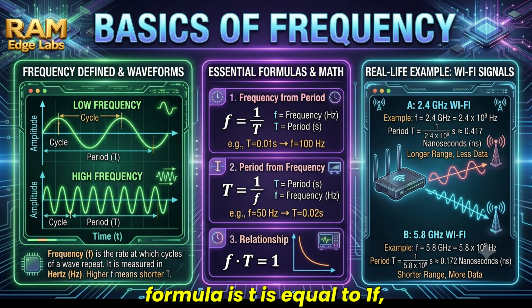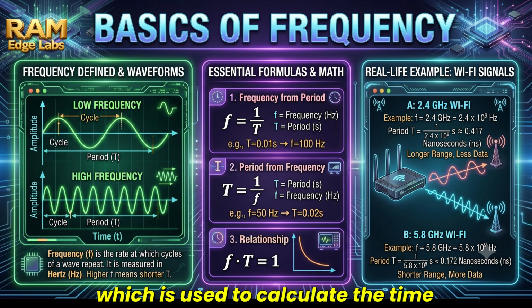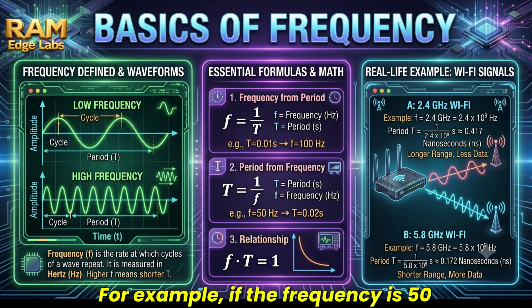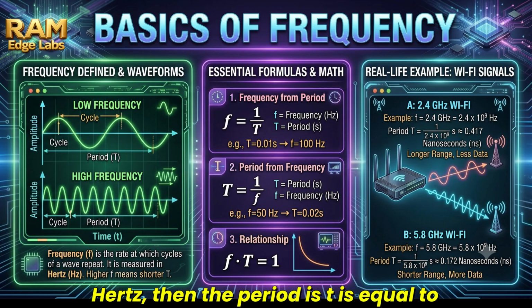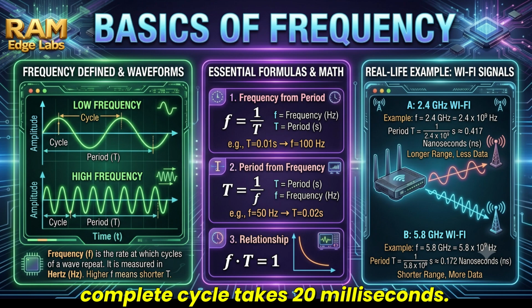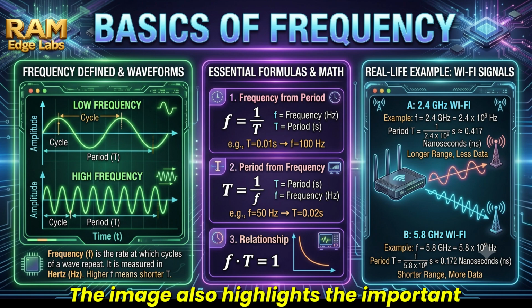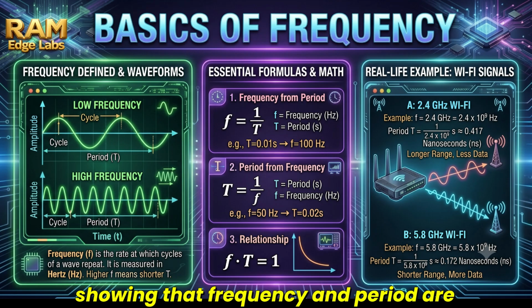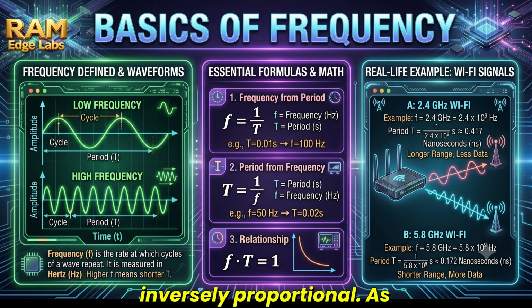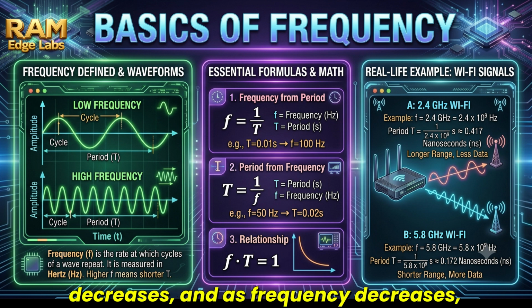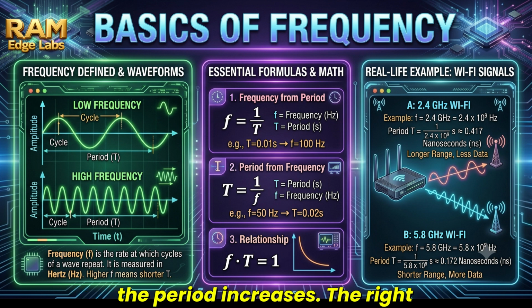The second formula is T = 1/F, which is used to calculate the time period when the frequency is known. For example, if the frequency is 50 Hz, then the period is T = 1 divided by 50 = 0.02 seconds, meaning one complete cycle takes 20 milliseconds. The image also highlights the important relationship F times T = 1, showing that frequency and period are inversely proportional. As frequency increases, the period decreases, and as frequency decreases, the period increases.